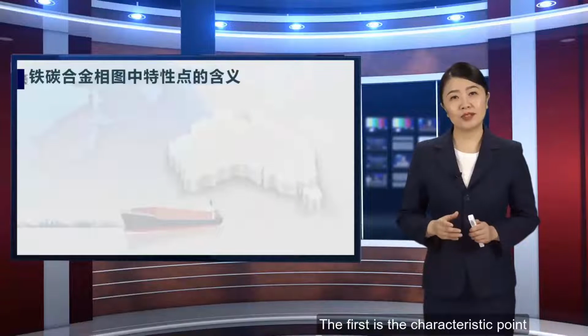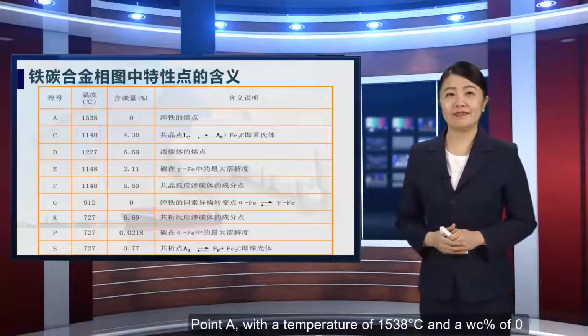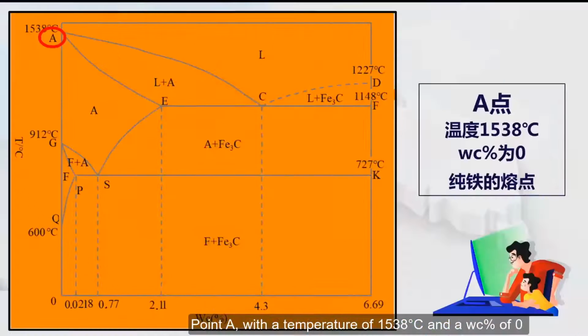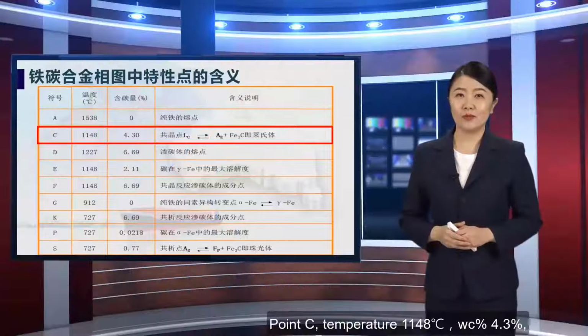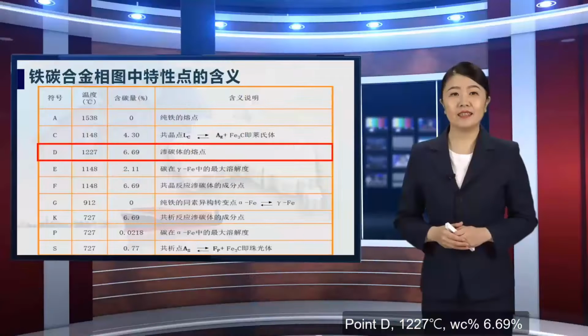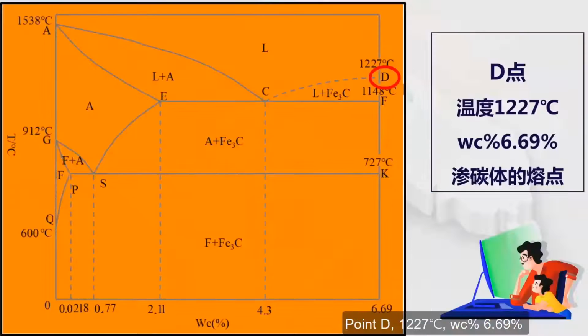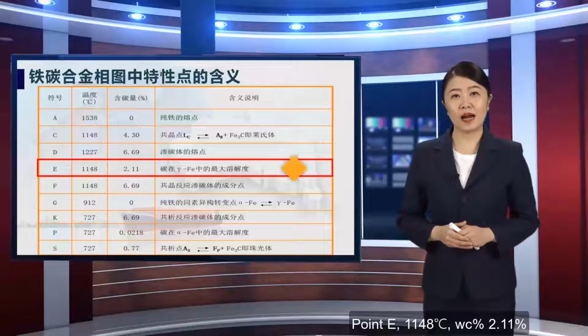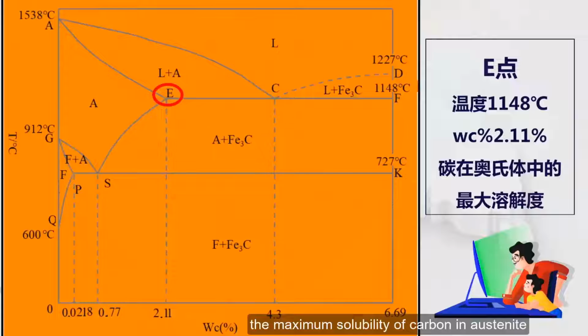The first is the characteristic points. Point A, with a temperature of 1538 degrees Celsius and a Wc% of 0, is the melting point of pure iron. Point C, temperature 1148, Wc% 4.3%, eutectic point. Point D, 1227, Wc% 6.69%, melting point of cementite. Point E, 1148, Wc% 2.11%, the maximum solubility of carbon in austenite.